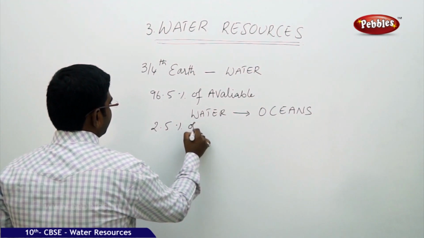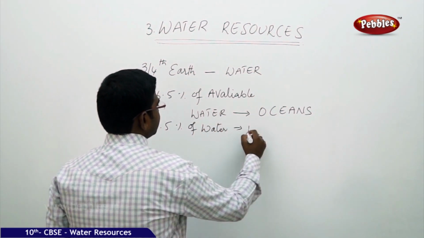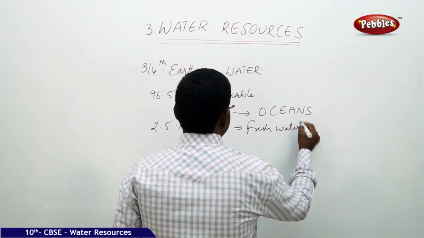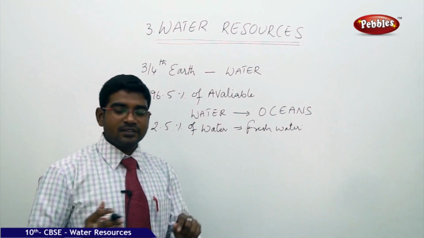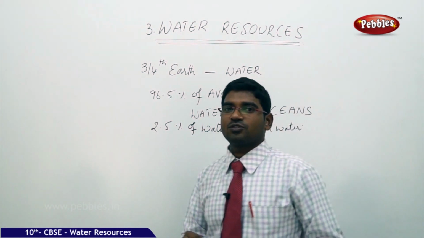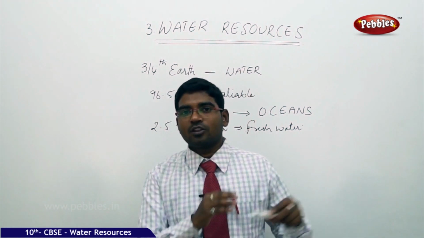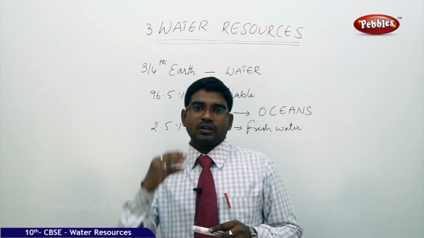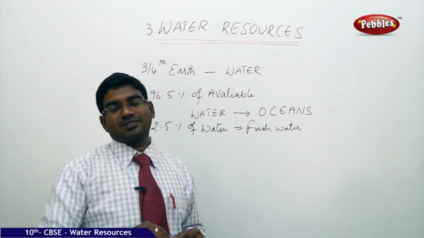Then the rest, 2.5% of the water, is fresh water. The 2.5% of the water which is available for us is fresh water. Now, we have a huge amount of water resources. Of that, 96% comes under the oceans. The rest 2.5% comes under fresh water available to all people on the earth. Here we have a small twist.